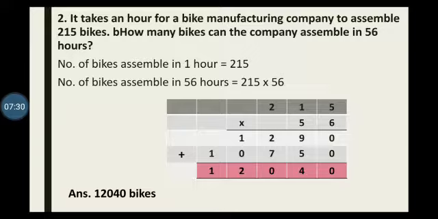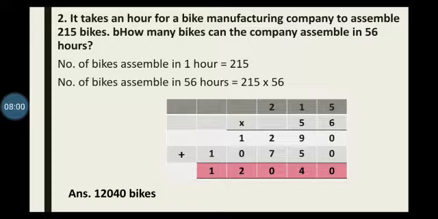I will multiply the multiplicand, that is 215, first by 6. I will get 1290. Then I multiply by the tens place. I put 1 0. 5 5s are 25, 2 carry, 5 1s are 5 and 2 7, and 5 2s are 10. And the last step, we add. So I get 12,040 bikes which the company is able to assemble in 56 hours.